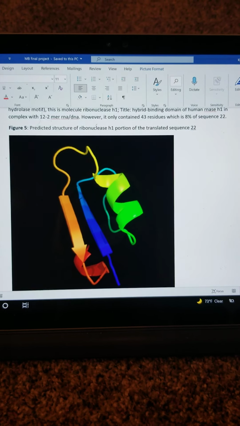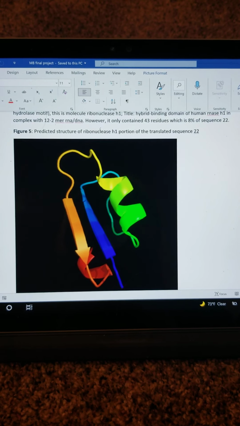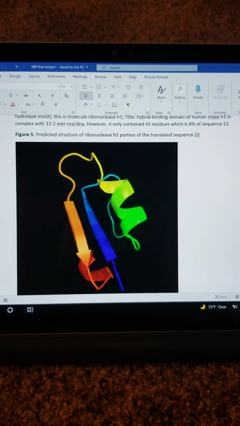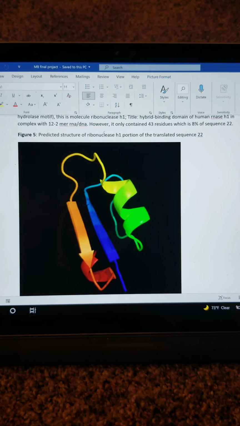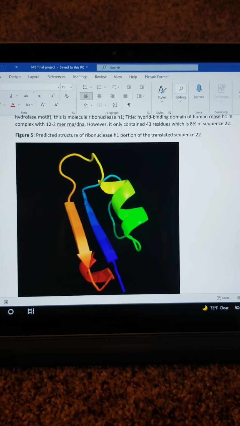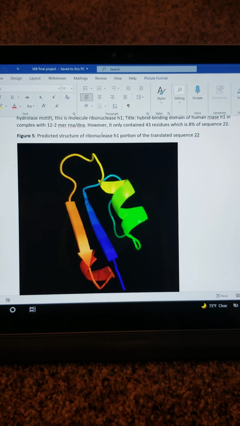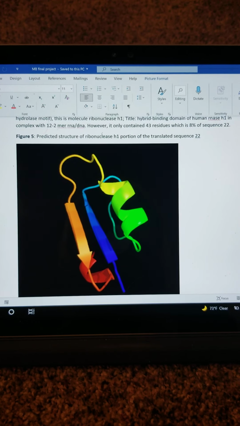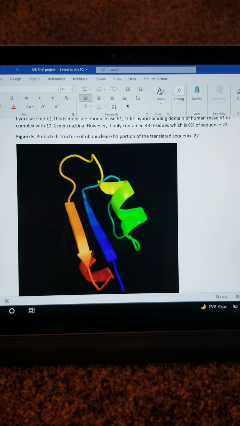the title that it gave me was the hybrid binding domain of human RNase H1 in complex with the 12-mer RNA-DNA. However, it wasn't a super close match. It only contained 43 residues, which is 8% of sequence 22.